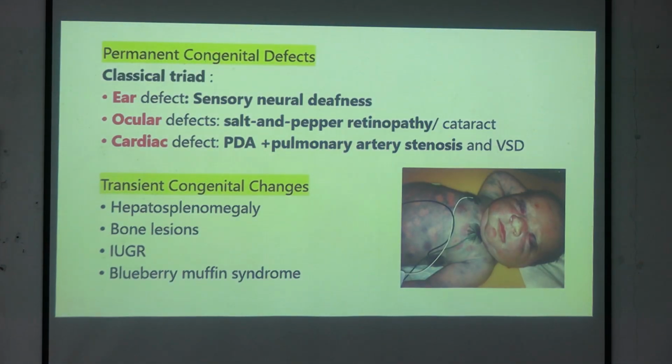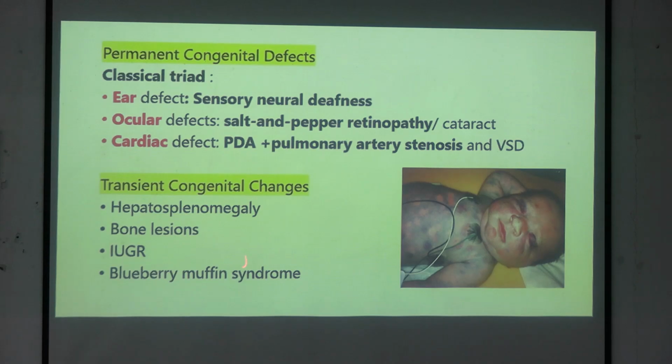How does it present? The classical triad: the neonate will have sensory neural deafness. Okay, sensory neural deafness. There will be some cardiac problems. For example, the neonate may have a ventricular septal defect, pulmonary artery stenosis, or patent ductus arteriosus, PDA. Okay, so cardiological defects are these. I mentioned sensory neural deafness, and another is salt and pepper retinopathy. Okay, so these are the three systems, ear, eye and heart, that are involved in congenital rubella syndrome. Okay, remember that.